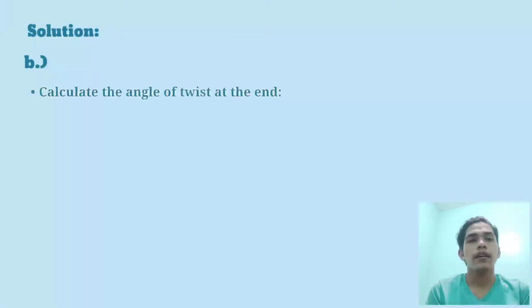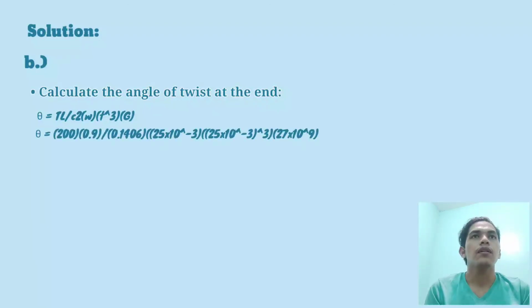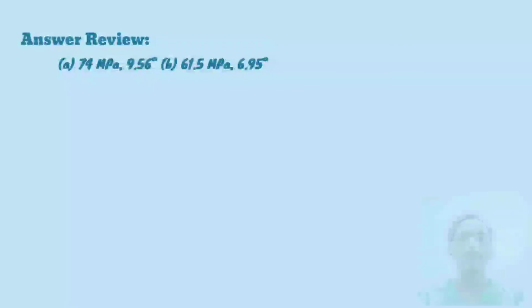Similarly, let's calculate the angle of twist at the end by using this formula, where L is the length of the bar and G is the modulus of rigidity. Substitute 200 Newton meter for T, 0.9 m for L, 0.1406 for C sub 2, and 25 mm for b and a. Then G is equal to 27 gigapascal. So we will arrive at 6.95 degrees. That's it.